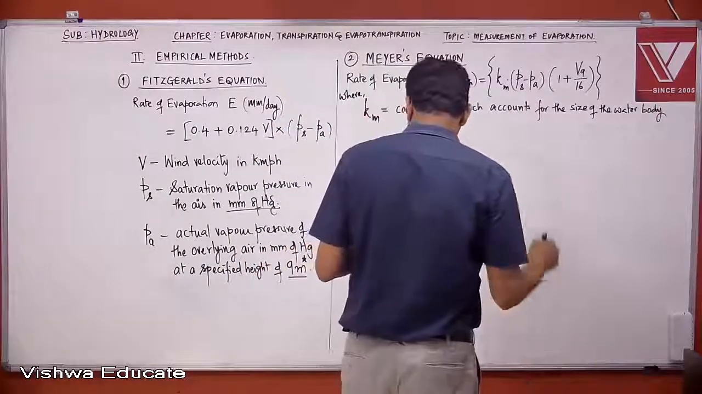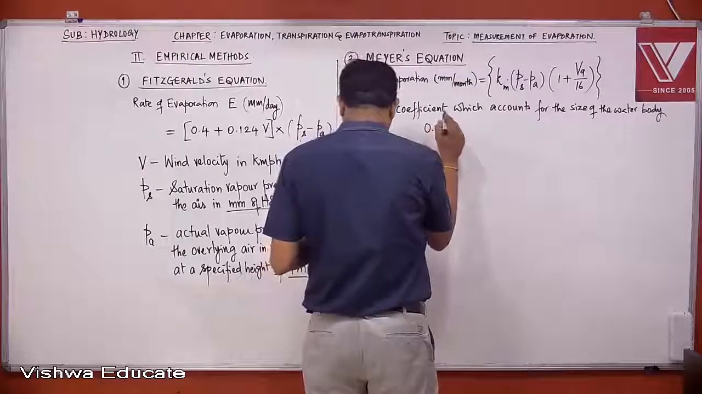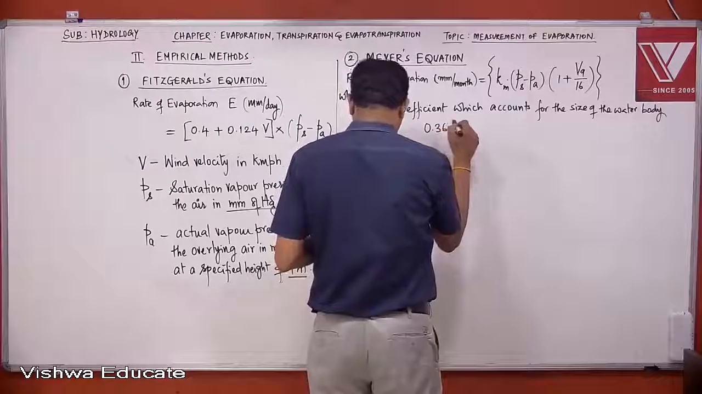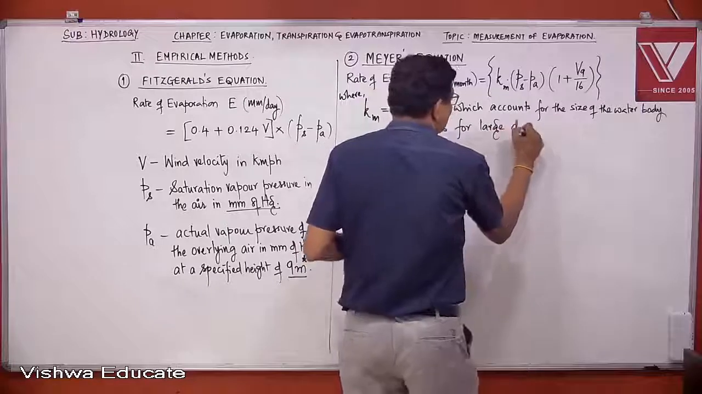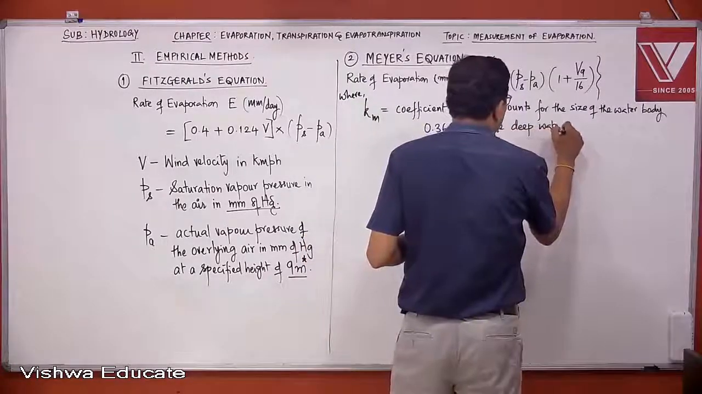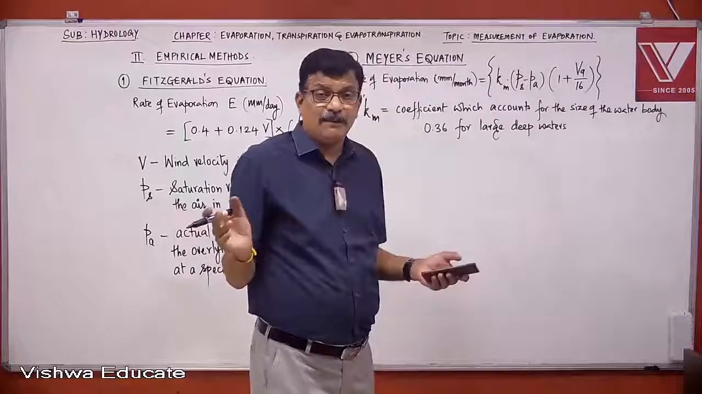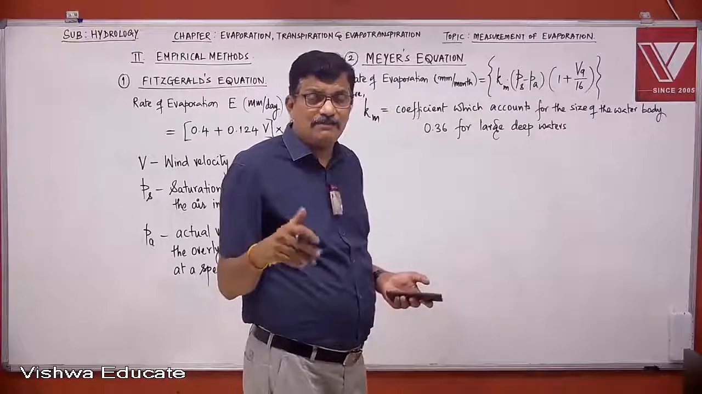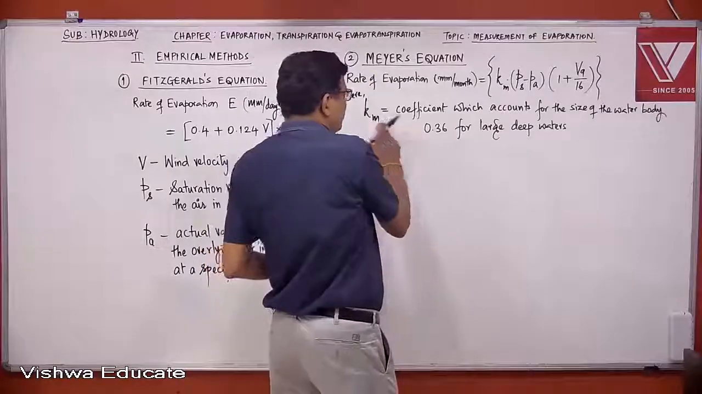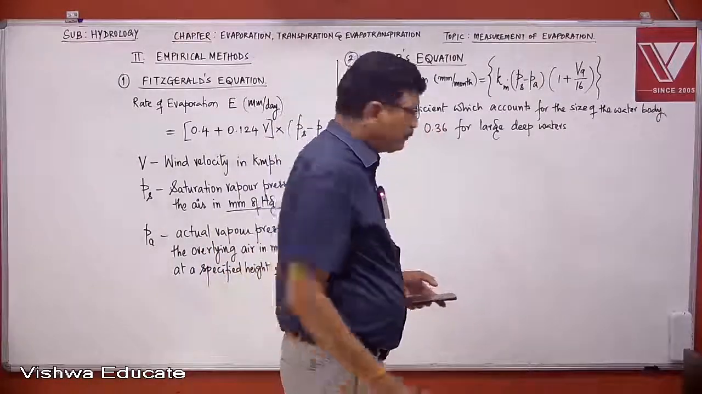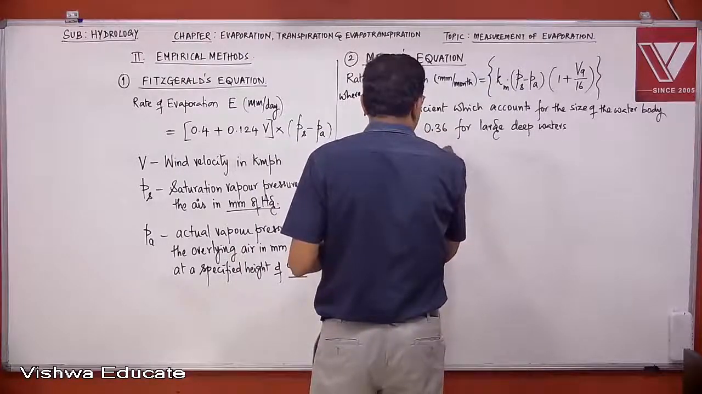And this Km is given as 0.36 for large, deep waters. If it happens to be a very big water body, at the same time, if it is very deep, or relatively very deep, then this coefficient can be taken as 0.36, or it is 0.50.